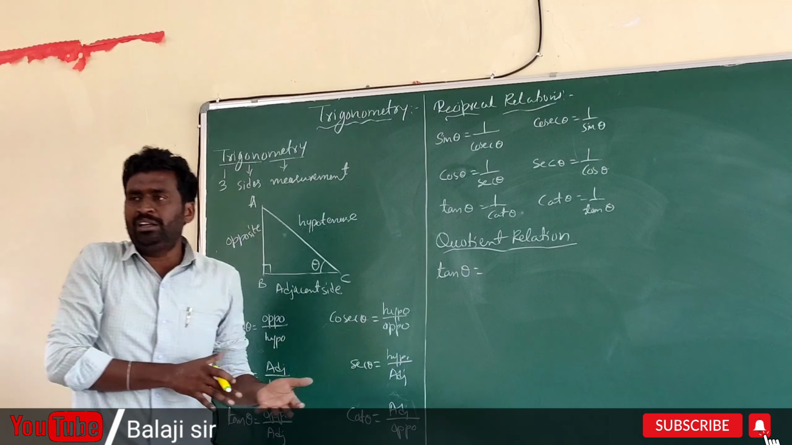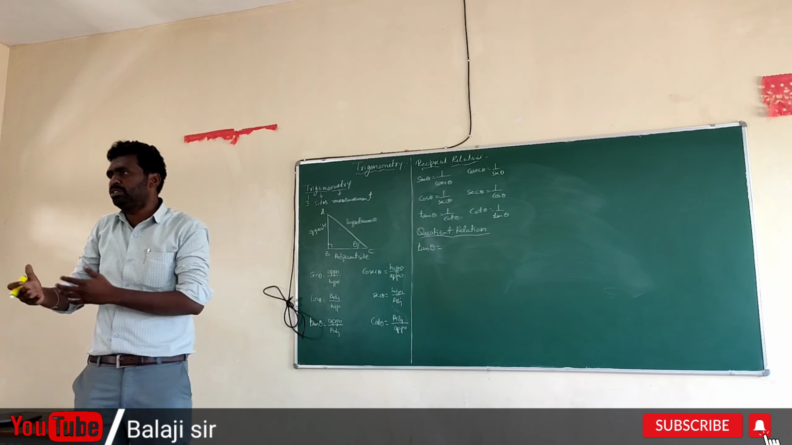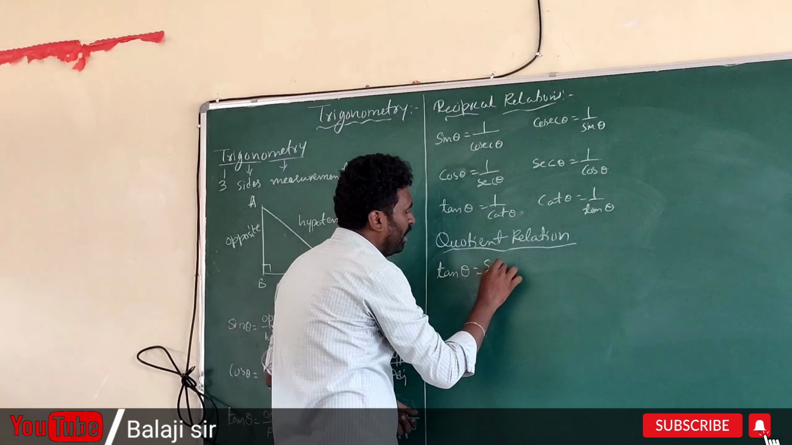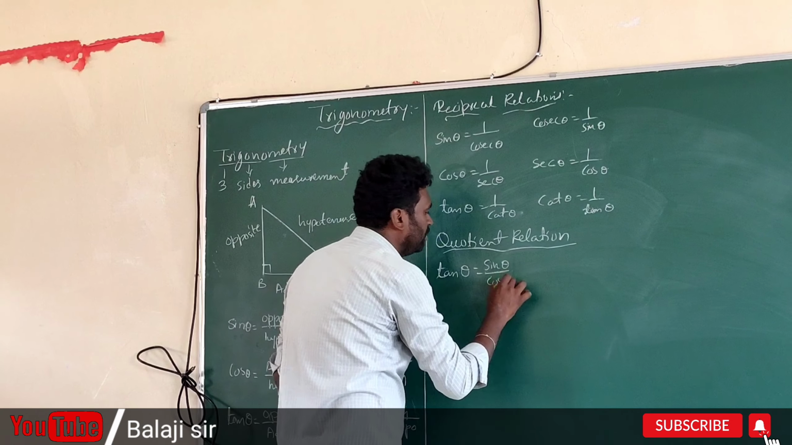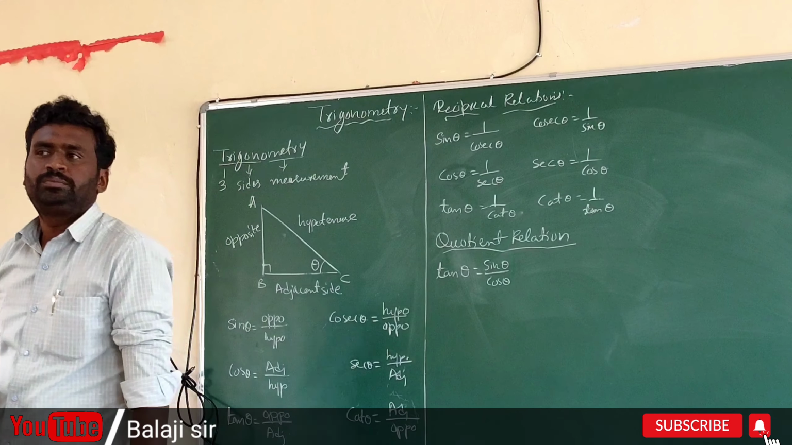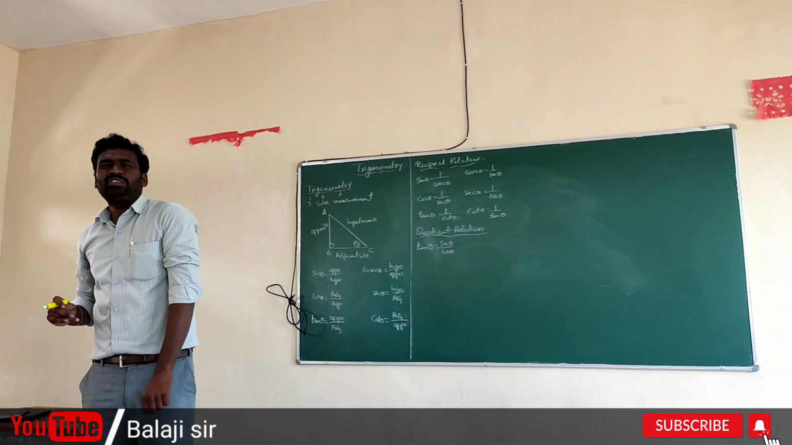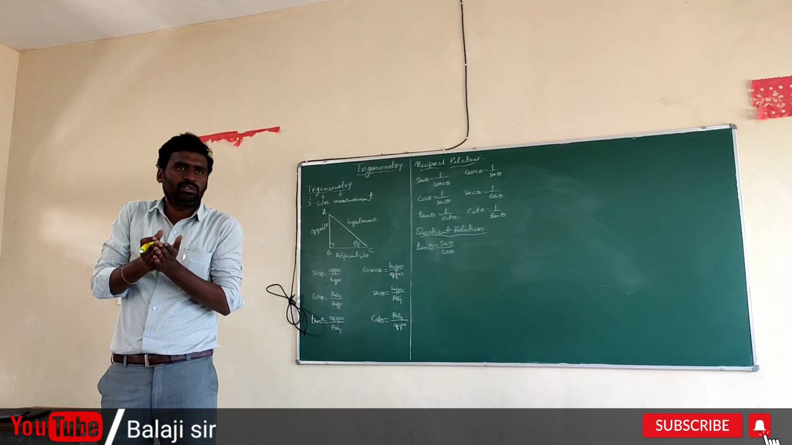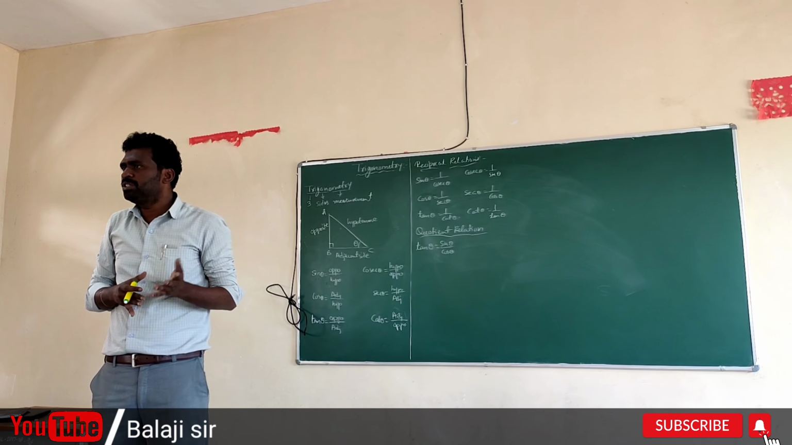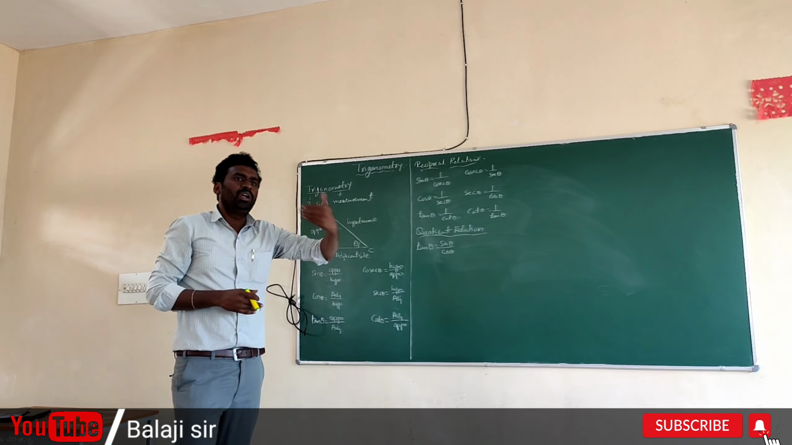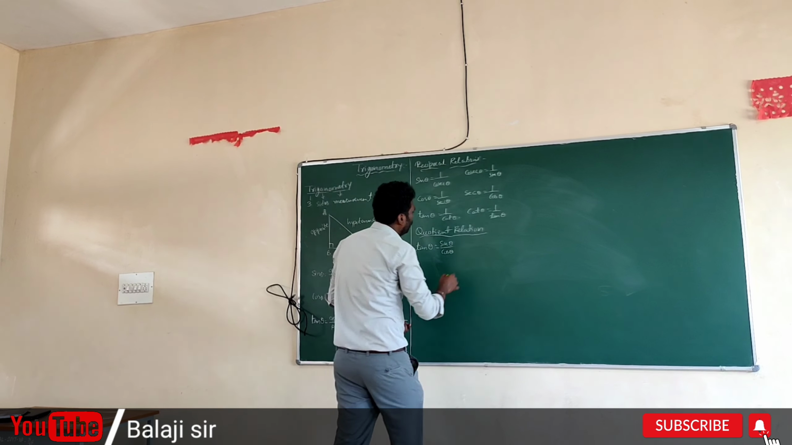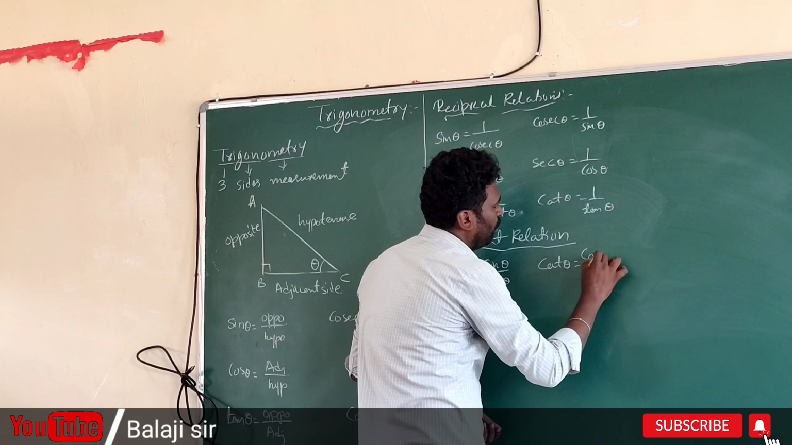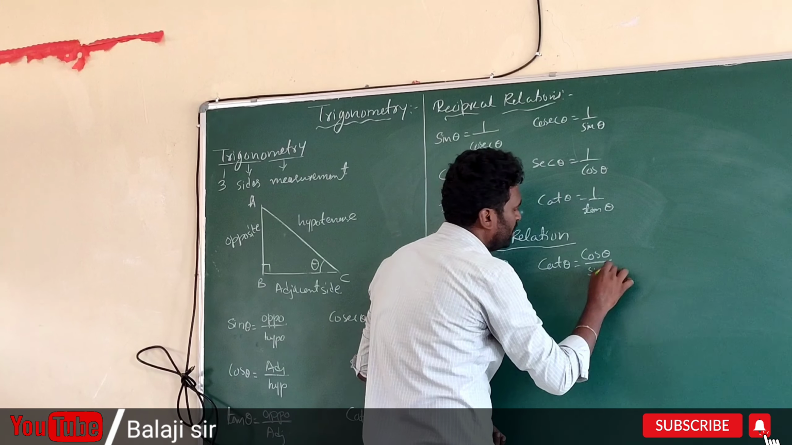Okay, now the first quotient relation is about tan theta. Later on I'm going to prove how it is. Tan theta is nothing but sin theta by cos theta. You can simply say tan is nothing but sin by cos, but you have to tell me tan is sin theta by cos theta. Now cot theta, what is that? Cot theta is nothing but cos theta divided by sin theta.